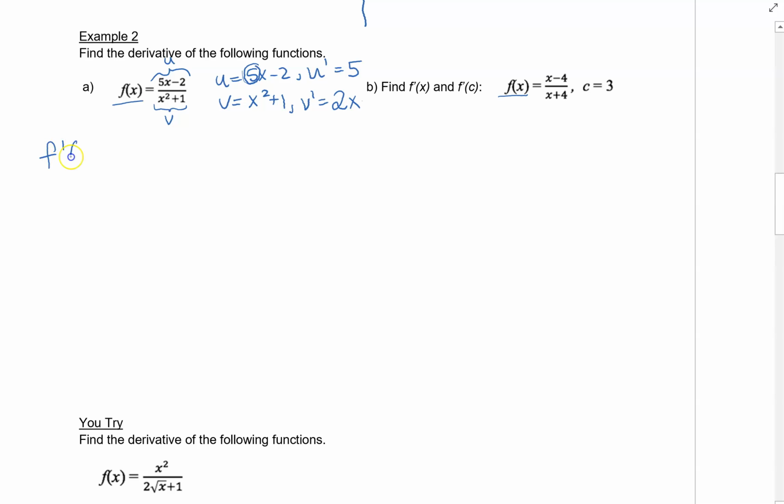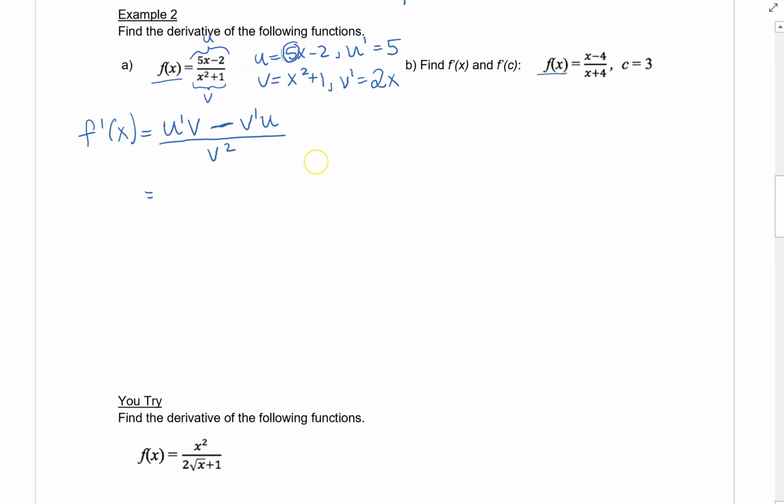So then f prime of x, if I write out the rule, which I recommend you do when you're learning it for the first time, just to get better at it. So it's the derivative of the top one first times the bottom minus derivative of the bottom times the top all over the bottom squared. So in this case, that would be 5 times x squared plus 1 minus 2x times 5x minus 2 all over x squared plus 1 squared.